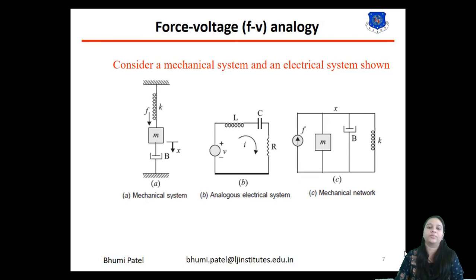So, in this analogy, on the left-hand side one mechanical system is given, in the middle an analogous electrical system is given, and on the right-hand side is the free body diagram of the mechanical system. Here force is our input and X is our output, and the mechanical elements in the mechanical system are mass, spring and damper. In the analogous electrical system, voltage is our input and L, C and R are connected.